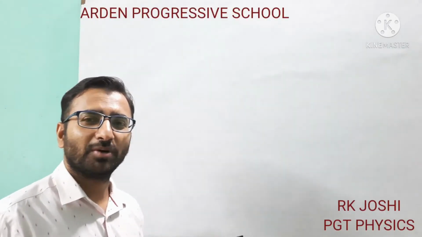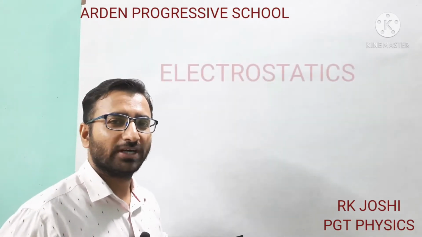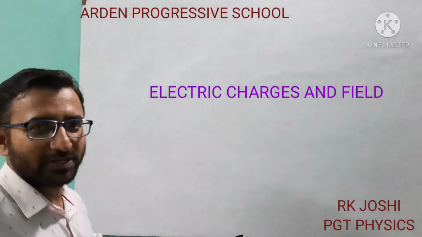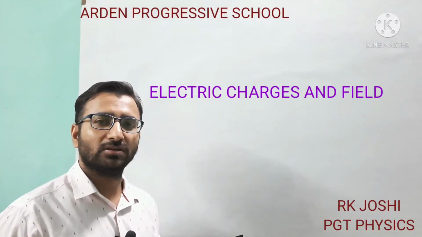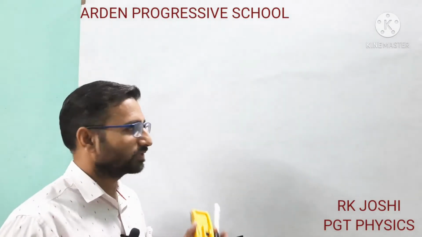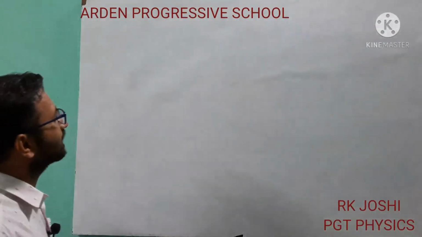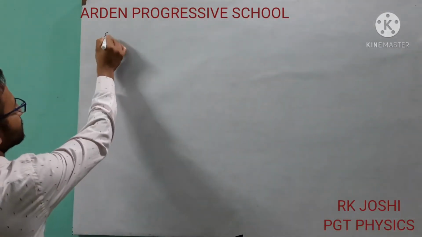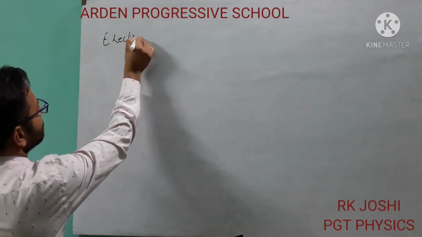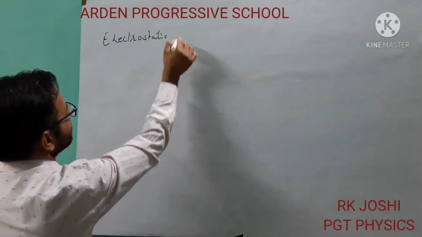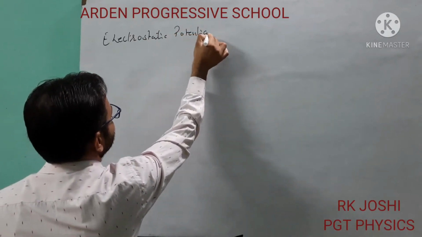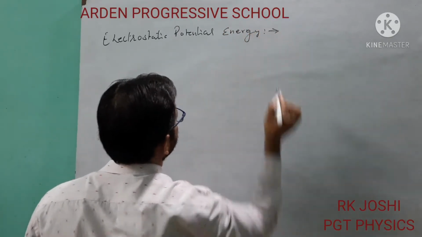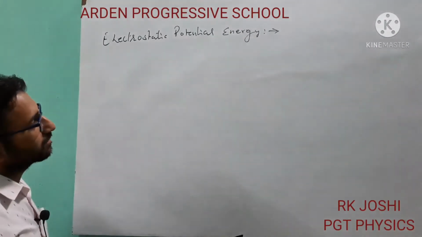Today we will discuss the next topic of the unit electrostatics in the chapter electric charges and field. In my previous lectures I explained the application of Gauss theorem through this video and Google Meet. In this lecture we will talk about the next part, which is called electrostatic potential energy. So today's topic first is electrostatic potential energy.